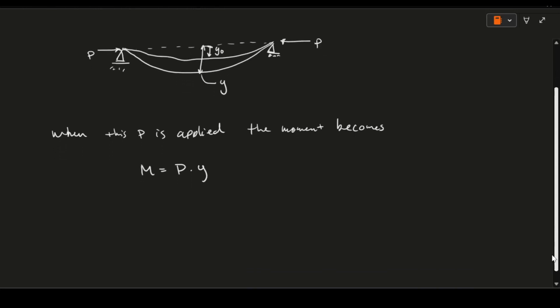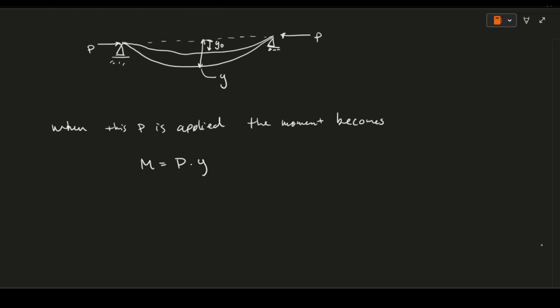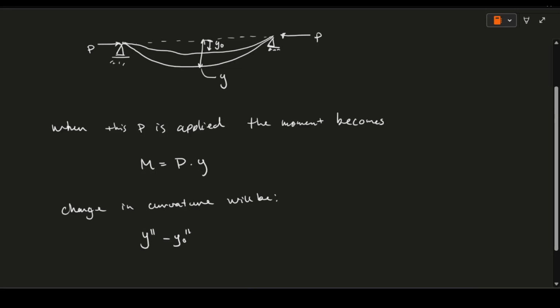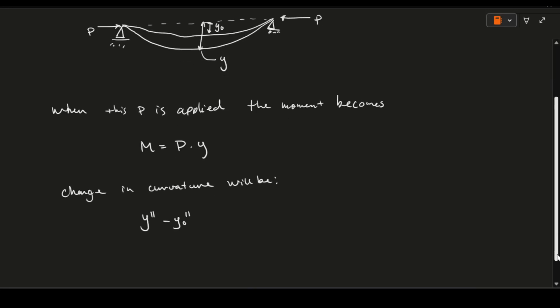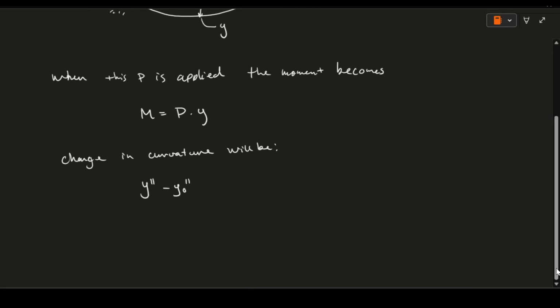However, the change in the curvature between these two will be, well, we have this y prime prime minus this initial y prime prime. So we can use the beam equation.